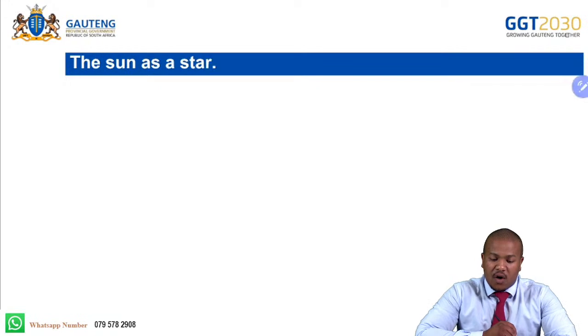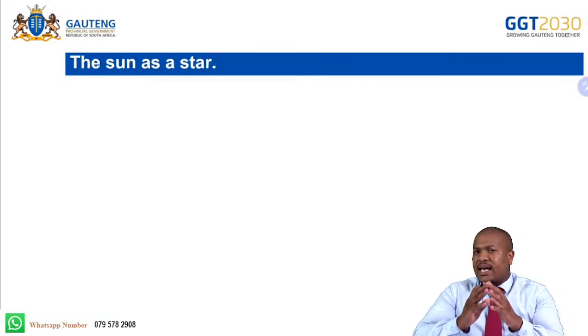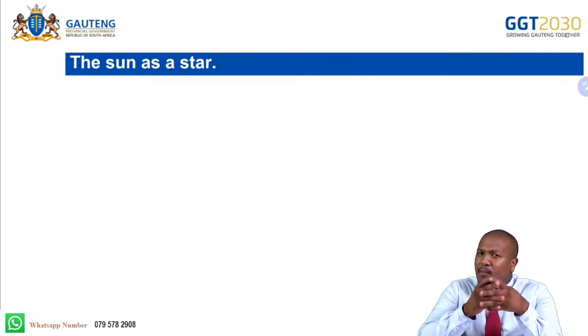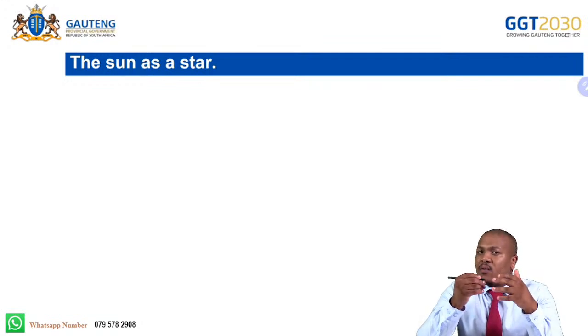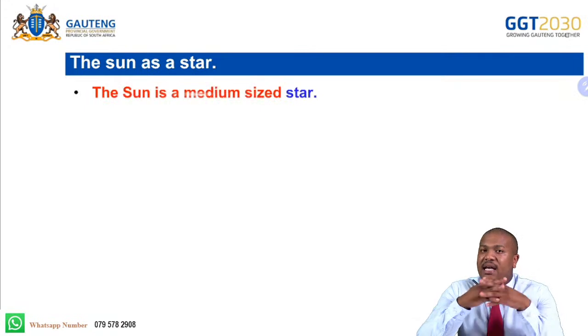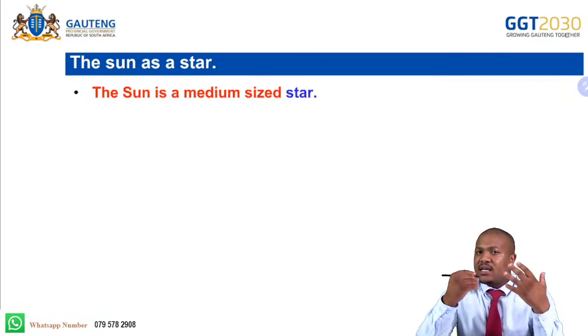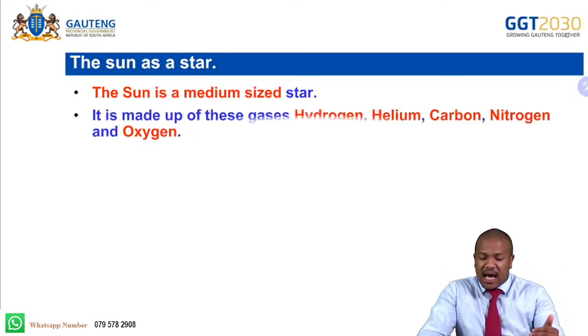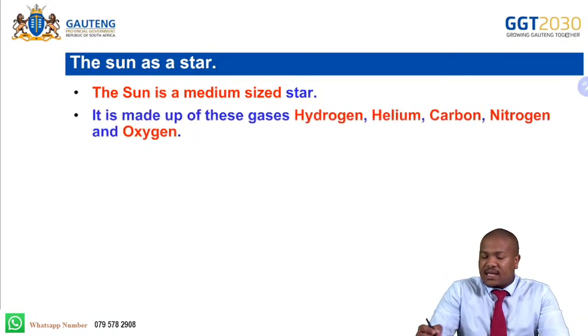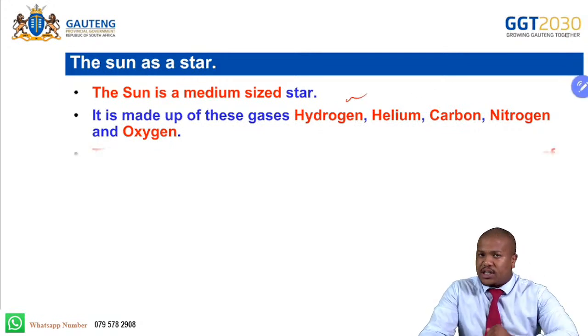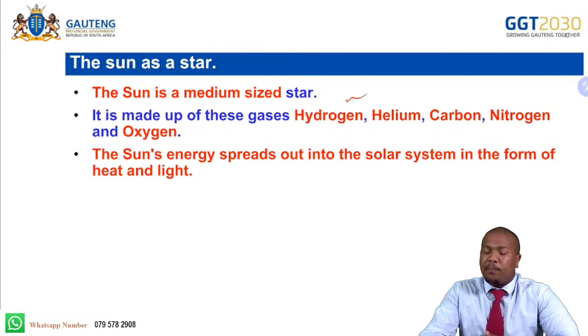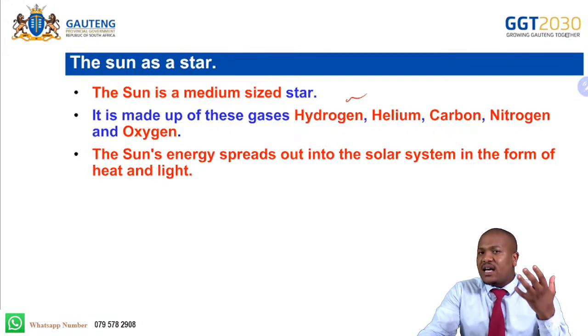So now, moving on. The sun is a star. Now we're dwelling more on the life of a star, and we're making a reference from the sun as the star. So we know that the sun is a medium-sized star, and the sun is made up of gases such as hydrogen, helium, carbon, nitrogen, and oxygen. The sun's energy spreads out into the solar system in the form of heat and light.